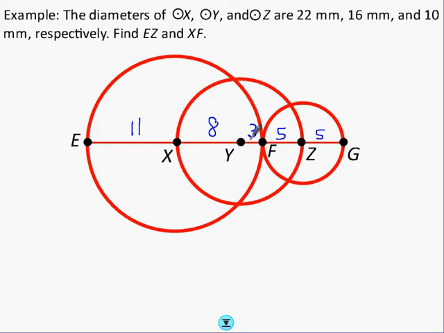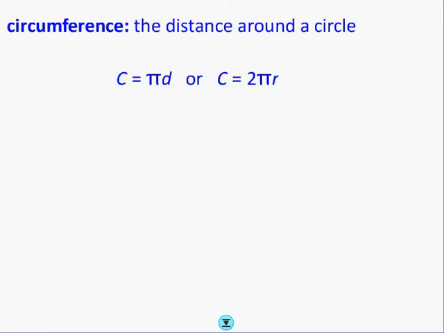And we've gotten everything. We've got it all figured out. We just need to find EZ. Well, E to Z, let's count it up as we go. 11 plus 8 is 19, plus 3 is 22, plus 5 is 27. EZ is 27. And XF, well, from X to Y is 8, to F is 3 more, that's 11. Again, when you encounter a problem like this, you're simply going to write each little part down and then add it up.